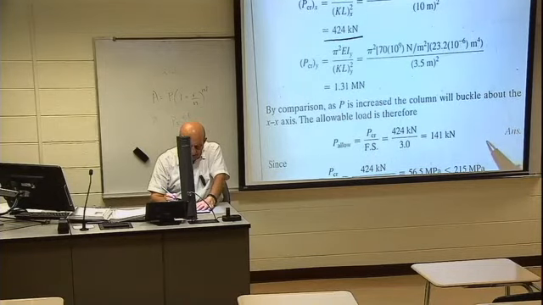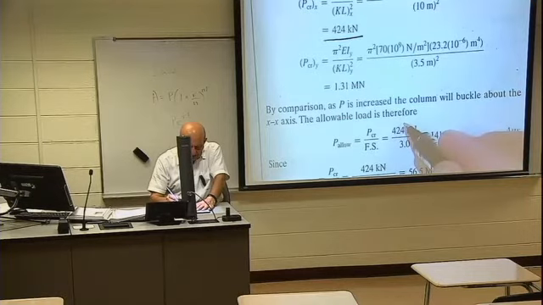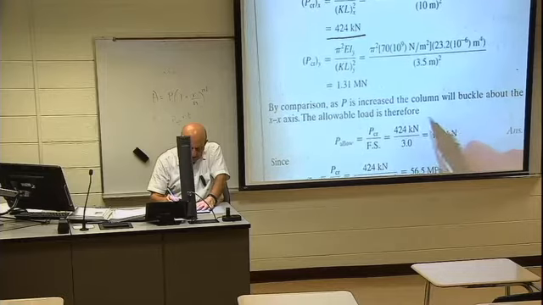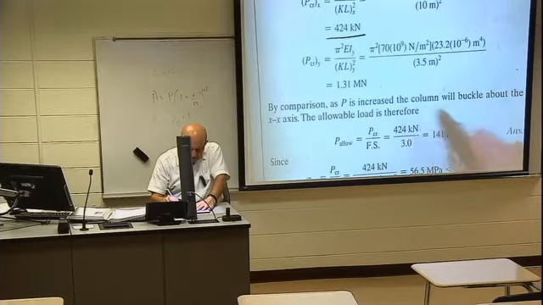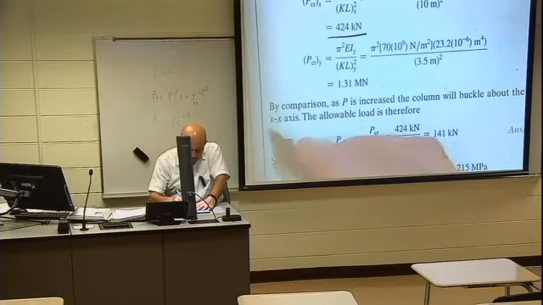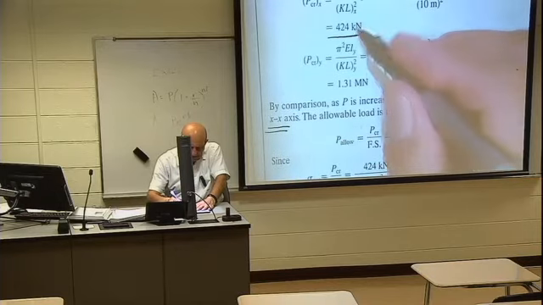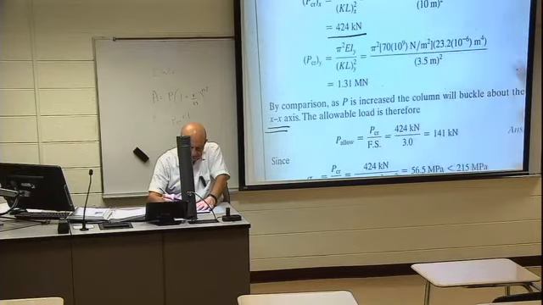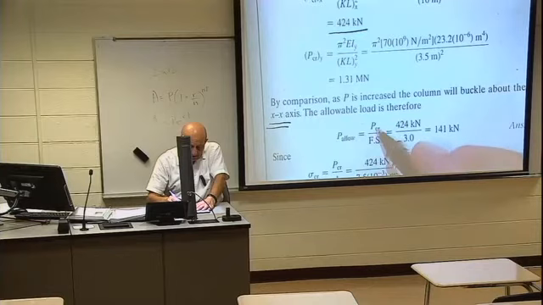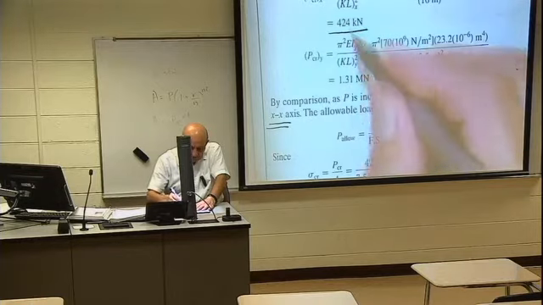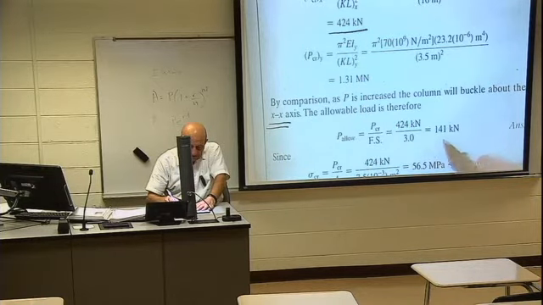Okay? So allowable stress, okay, by comparison, as P is increased, the column will buckle about the x-axis. Okay, this is smaller than this. So P allowable then equals P critical divided by factor of safety. 424 divided by 3 equals 141 kilonewtons.